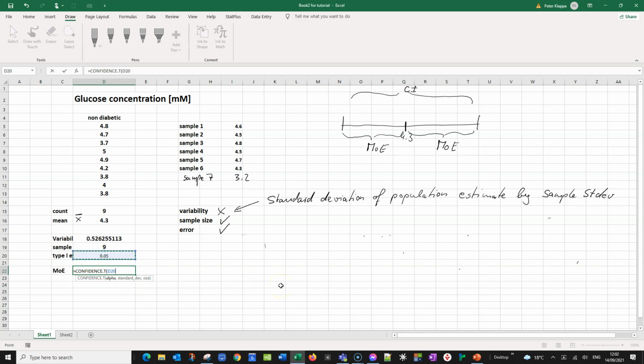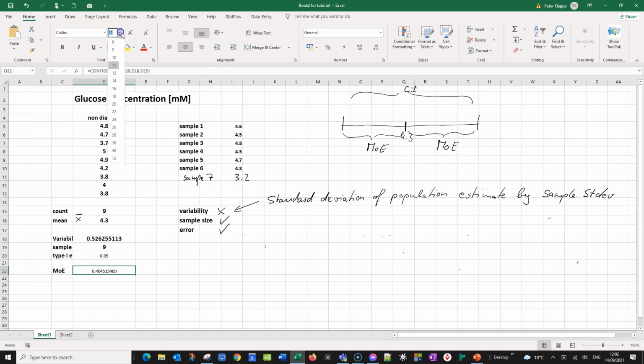So it asks us for the alpha for our type 1 error, so that's this one here, 0.05. It asks us for the standard deviation for the estimated population, because we know that this is the variability of the population. So we click that. And it asks us about the sample size, and we've got that here. That is 9. So we can calculate the margin of error. And I make this a little bit larger here, so that we can see that. So that is our margin of error.